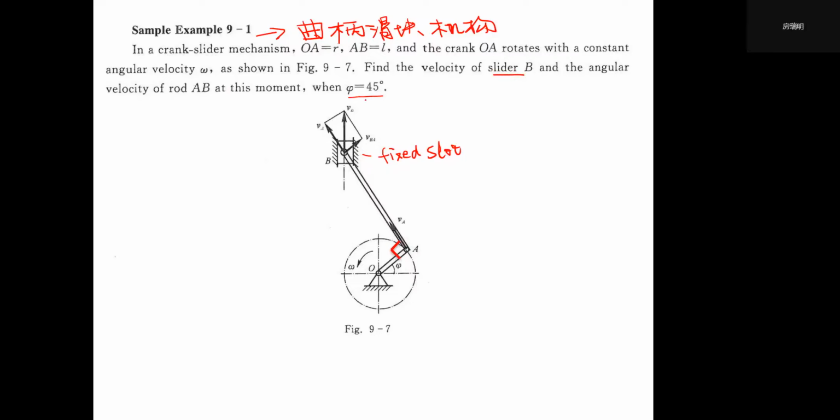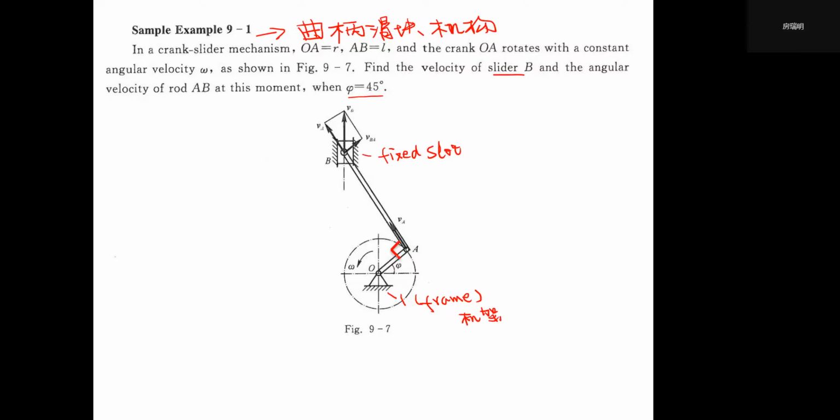this mechanism together. So actually, if we give each rigid body a number, we can do it like this. This is number one. Actually, it is the frame. What is the frame? Frame means the earth ground, right? Actually, in China, we call that 机架. That means it will not move anymore. It is always fixed on the ground.